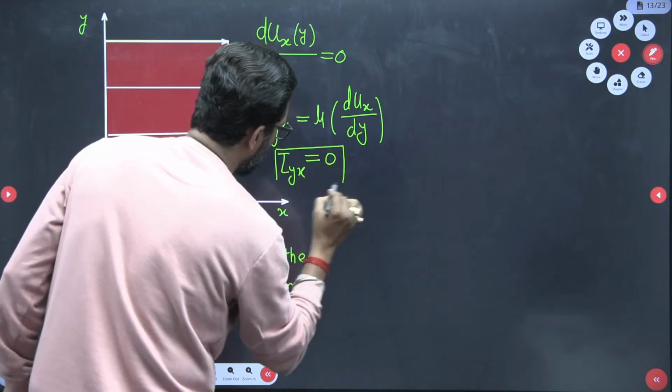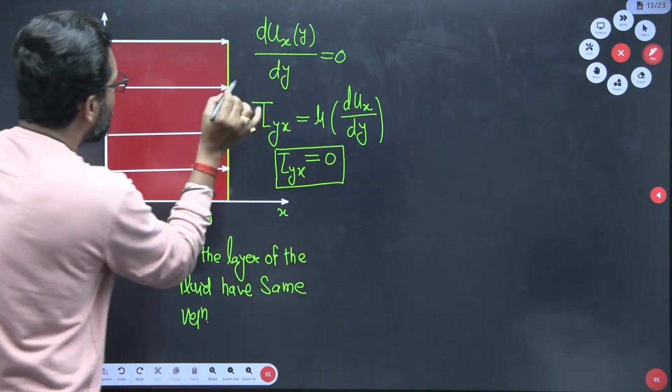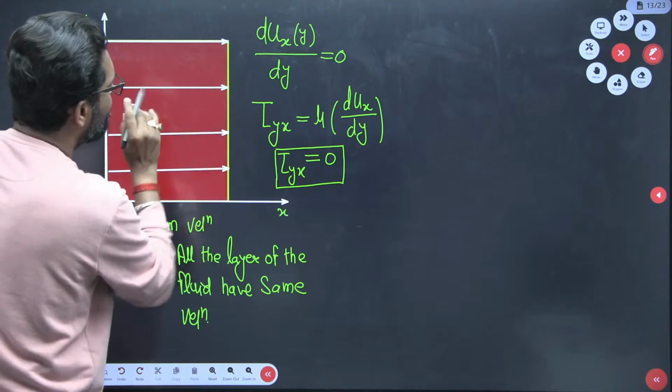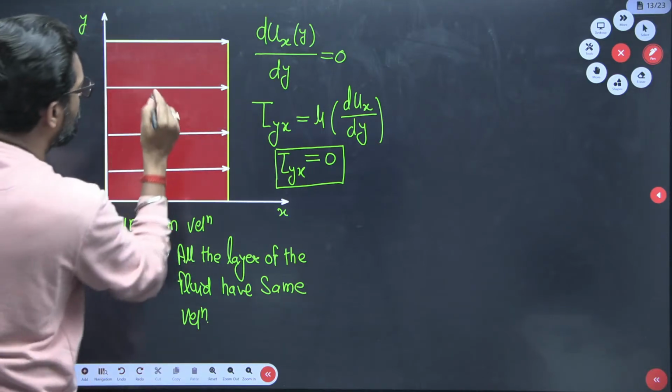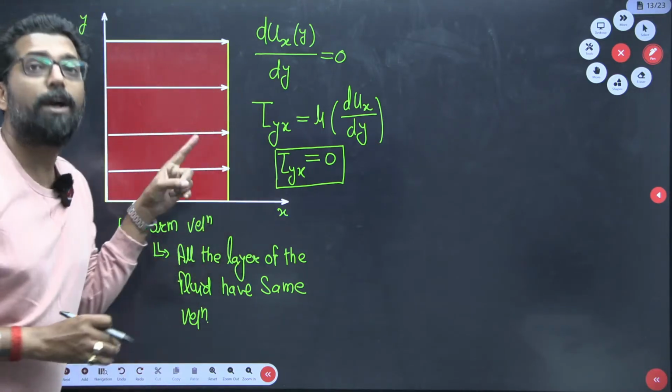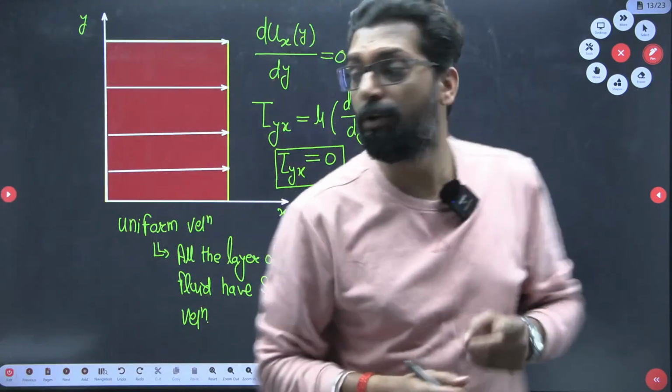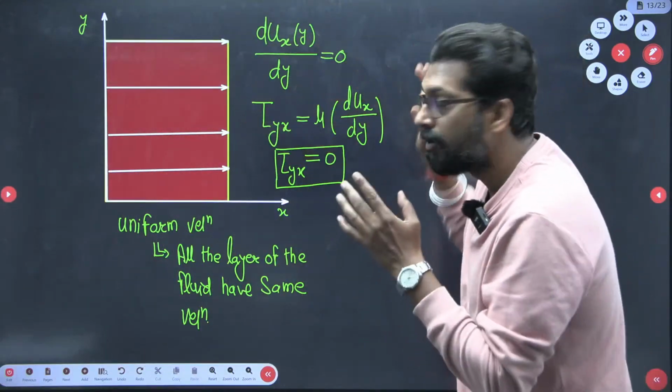That means in this case, the shear stress is 0. That means there is no shear stress. This shear stress is all 0. That means what is the shear? There is no induced shear stress. So uniform flow has a 0 shear stress.